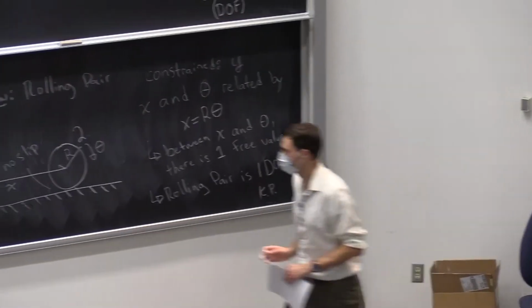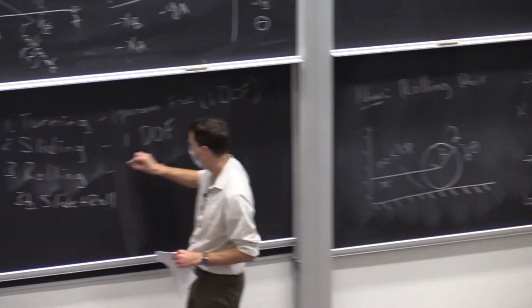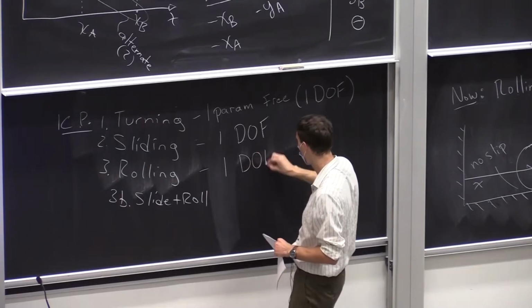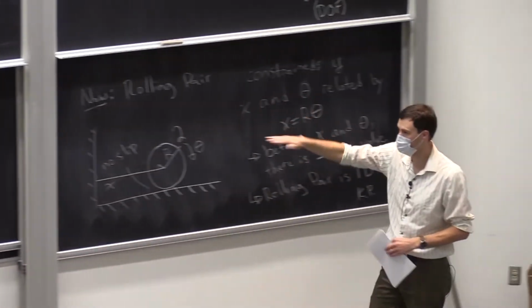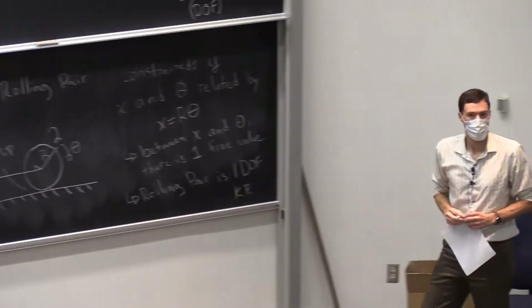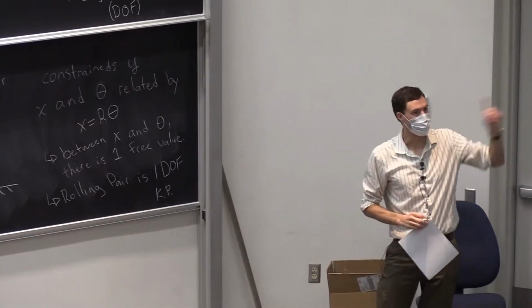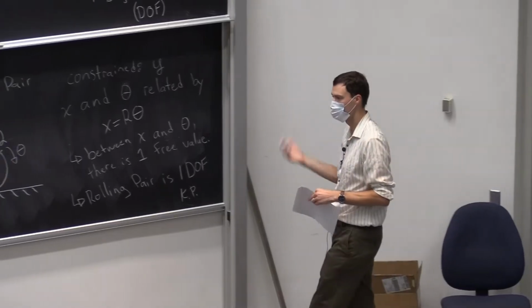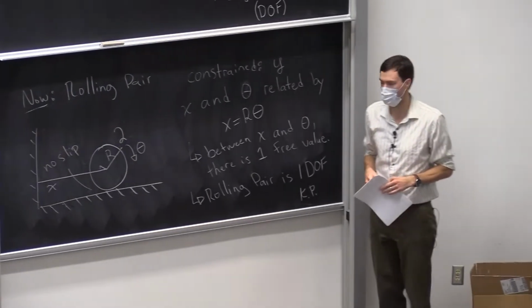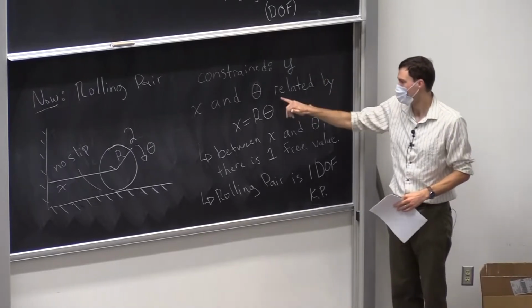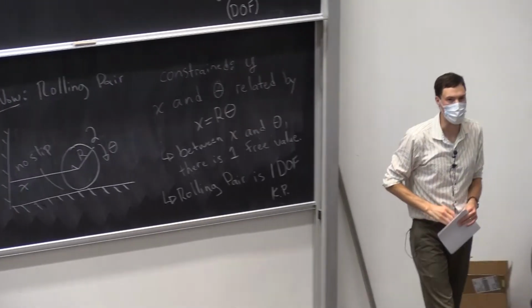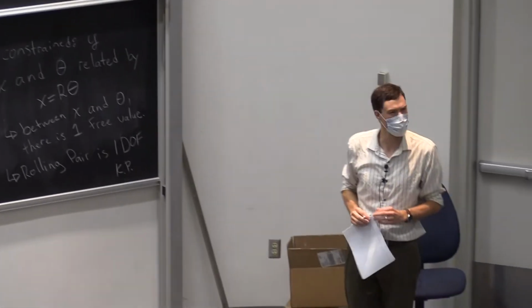So let's add it to our list. Okay, so all three of our basic kinematic pairs, each of them allows 1 degree of freedom and fixes 2 of those parameters. The rolling one's a little weird. One of them was clearly constrained, and the other is constrained by this equation. Any questions about our rolling pair?